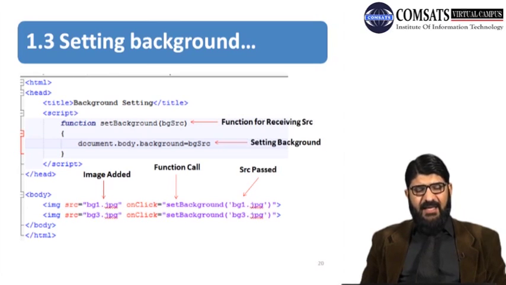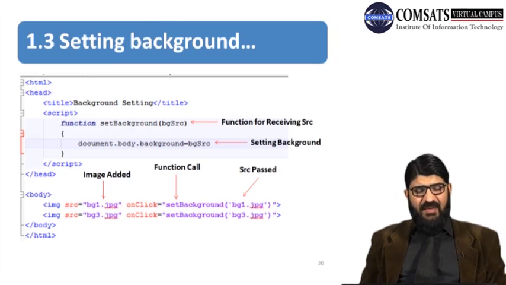The HTML head tag is started. The title tag is given as background setting. The internal script for JavaScript is mentioned, where function is given as a keyword, and the name of the function is assigned as setBackground, which takes the parameter bgSource. And then the function is setting the background. The background is document.body.background, and it is given the value of the parameter bgSource.